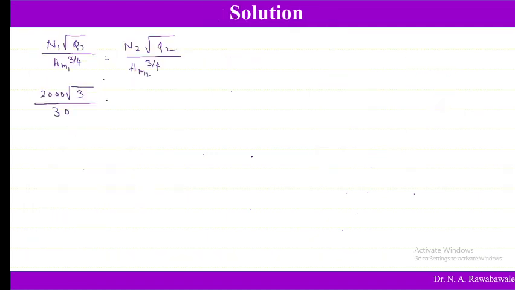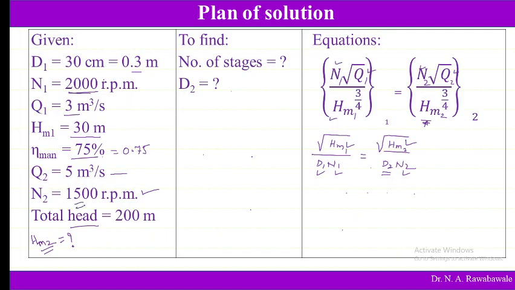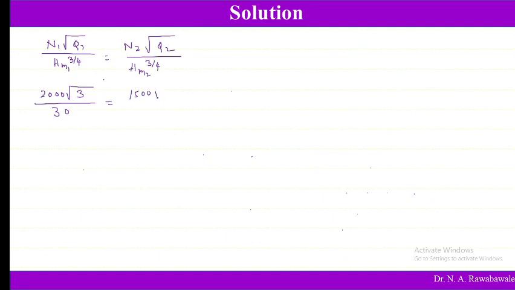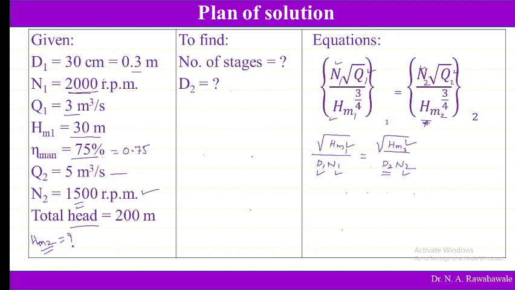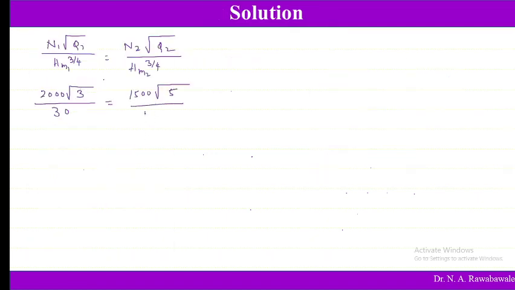So divided by 30, which is equal to N2, that is 1500 rpm, square root of Q2. Q2 is 5 meter cube per second. So 5 divided by HM2, which we don't know, HM2 to the power of 3 by 4. On simplification, we get HM2 as 28.71 meters. So this is the head produced by each stage of the multi-stage pump.